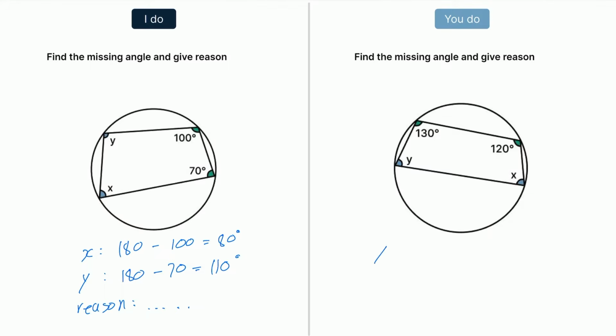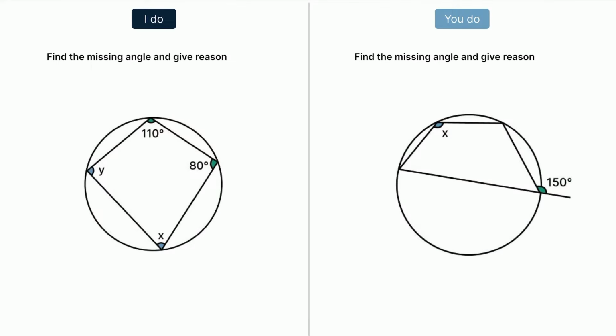Again, hopefully you've pressed pause and had a go at this. So y here is going to be 180 take away 120, which gives me 60 degrees. X here is 180 take away 130, which is 50 degrees. And remember, please, you must write your reason, okay? And the reason here is the opposite angles in a cyclical quadrilateral add up to 180.